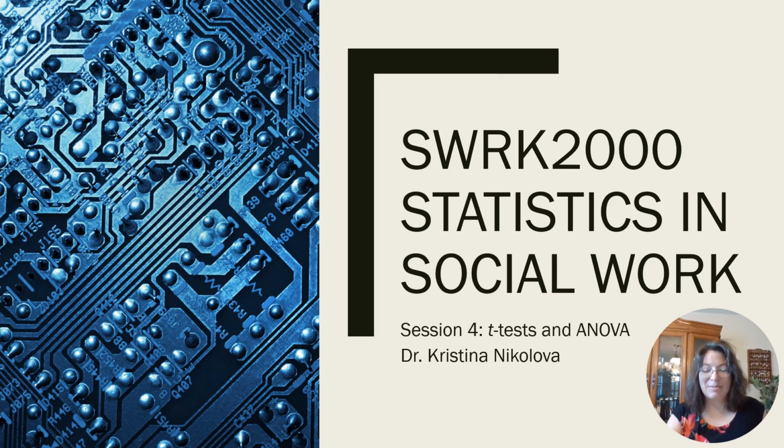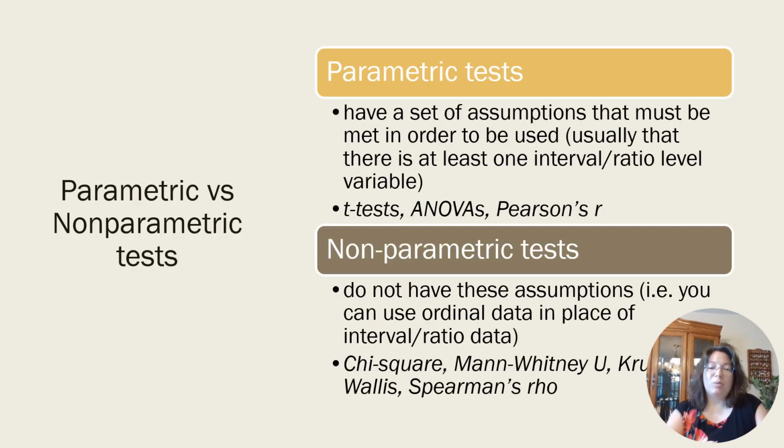All right. Today we're going to cover t-tests and ANOVA. These are the first two types of inferential statistics that we're going to cover. These two are what are known as parametric tests because they have a set of assumptions that have to be met in order for them to be used. Usually that first assumption is that at least one variable is at the interval or ratio level of measurement. For t-tests and ANOVAs, that means that the dependent variable has to be interval or ratio level of measurement.